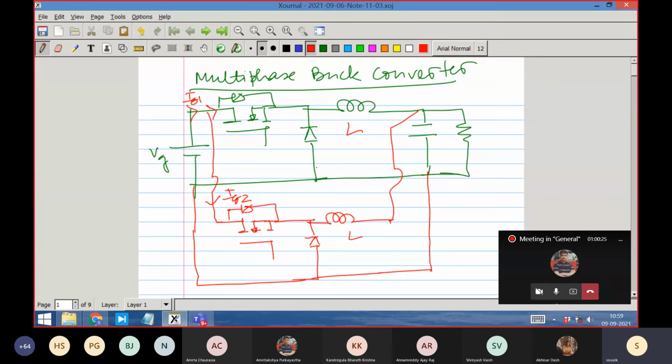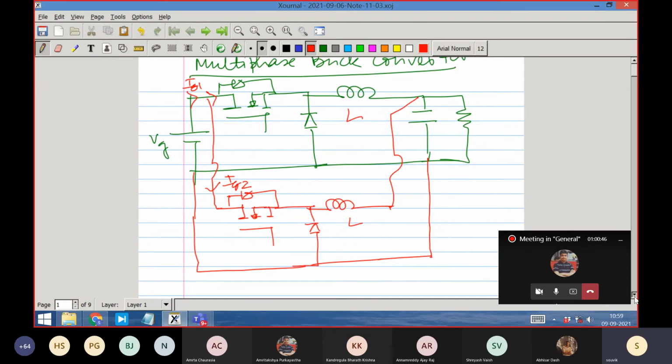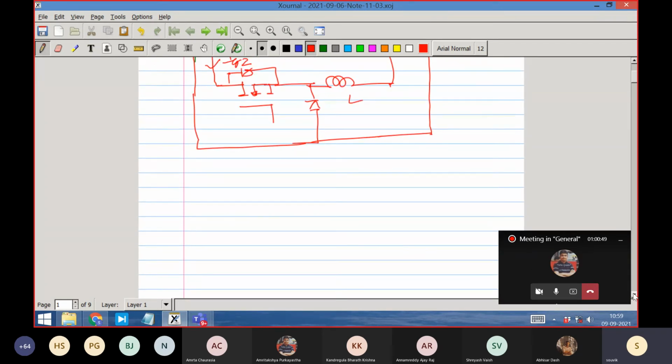So you are using two identical, almost identical units, and then at the capacitor end you are combining. Let us say you have to do a 500 watt buck converter. You have distributed the power into two 250 watt converters. That is almost commonsensical. What is interesting is how do we apply switching pulses to them?